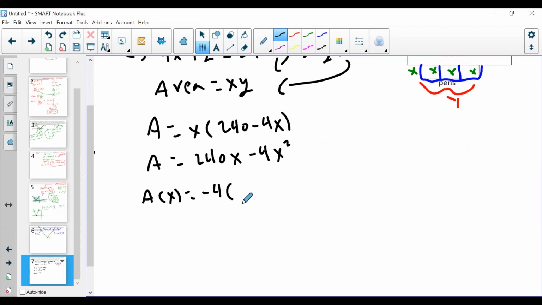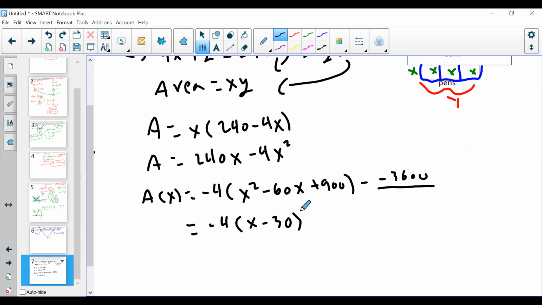I'm going to rearrange it and factor out a -4 to get X squared minus 60X. We can divide 60 by 2, which gives you 30. Squared gives you positive 900. From the outside, 900 times -4 is negative 3600, so we subtract negative 3600 to get -4 times (X minus 30) all squared plus 3600. So the maximized area is 3600, and it happens when your X value is 30.